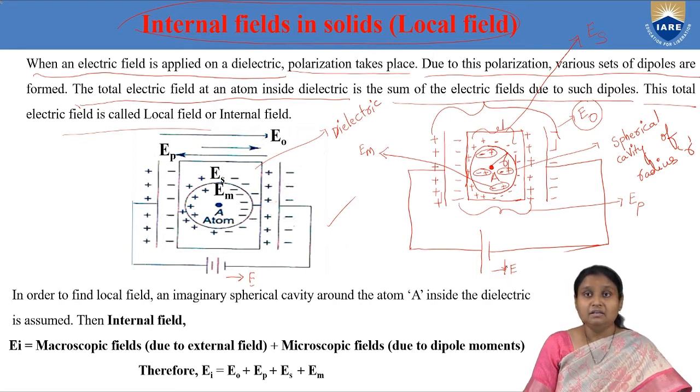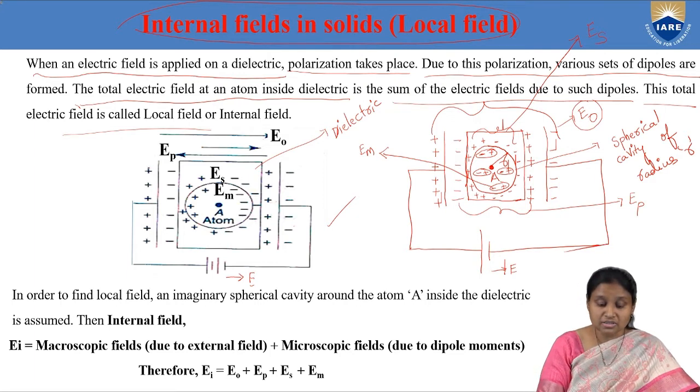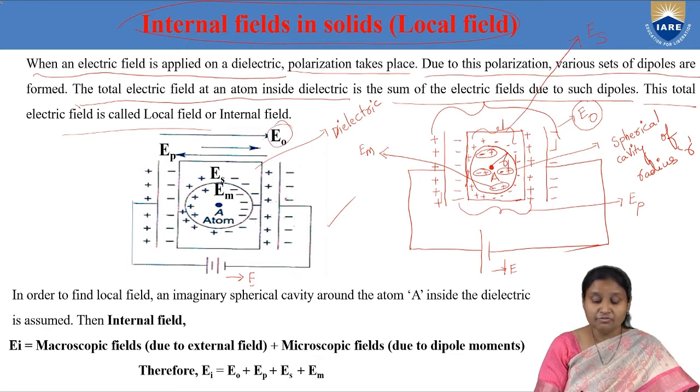Okay, and then here, as you can see, if we try to compare with the figure which we have taken in this slide, what is E naught? E naught is because of the electric field on the plane surfaces of the capacitor plates. And what is EP? EP is, of course, its direction. So the E naught direction will be the same as the applied electric field, but the EP direction will be opposite to the applied electric field. So it is in this direction, and it is because of polarized charges on the plane surfaces of the dielectric.